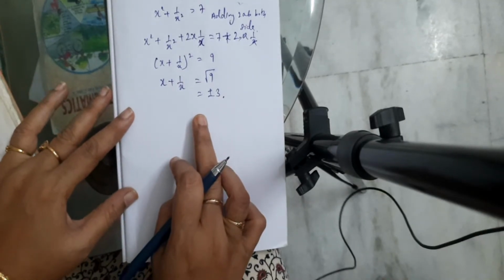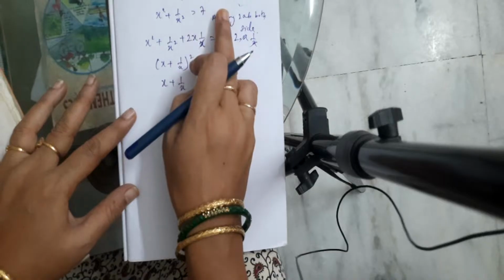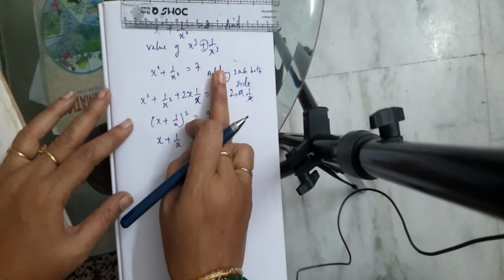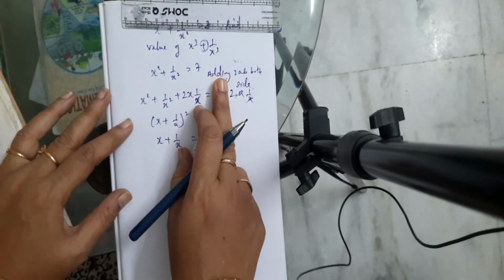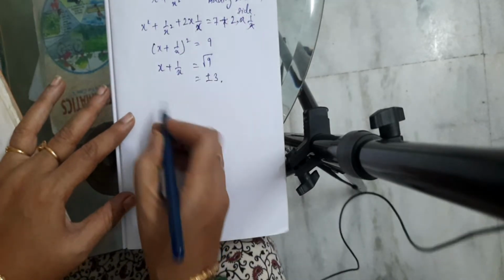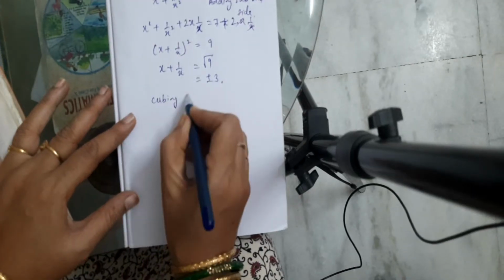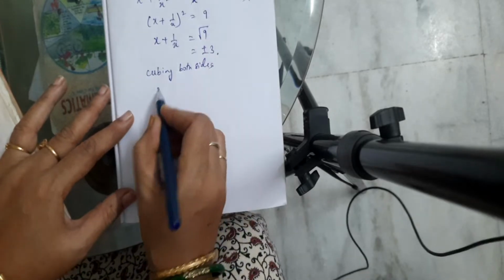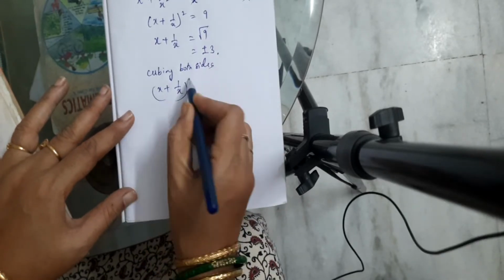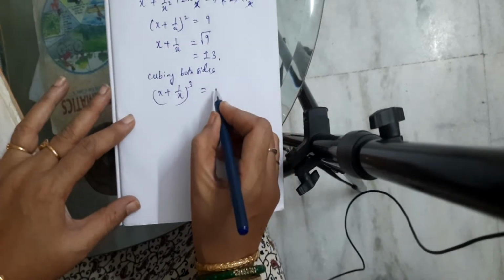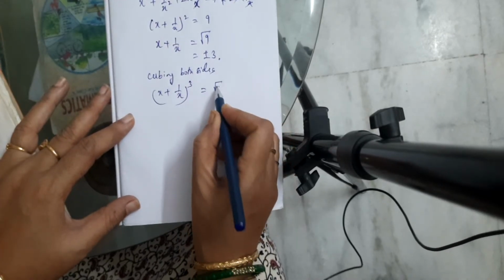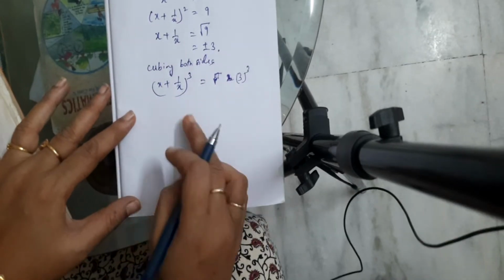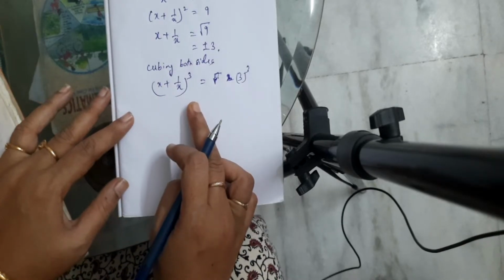Now we can find the value of x cube plus 1 by x cube. As the question says, find the value of x cube plus 1 by x cube, we are going to cube both sides. Now cubing both sides, x plus 1 by x whole cube is equal to 3 cube. Now write down the identity of a plus b whole cube.